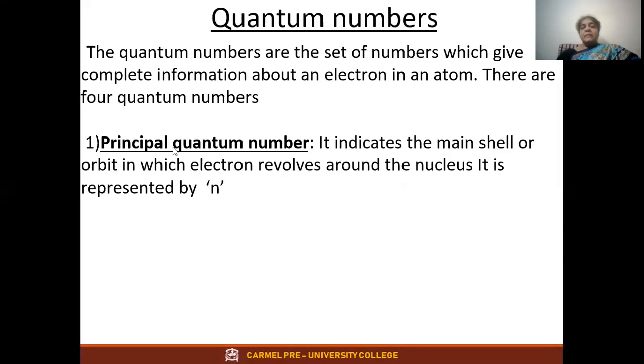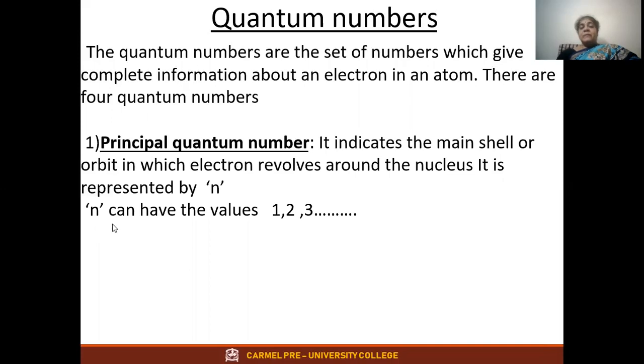First one is principal quantum number. It indicates the main shell or the orbit in which electrons revolve around the nucleus. It is represented as n, small n. So, what does principal quantum number indicate? It indicates the main shell or the orbit, or you can even say main energy level. It indicates the main energy level of an electron.